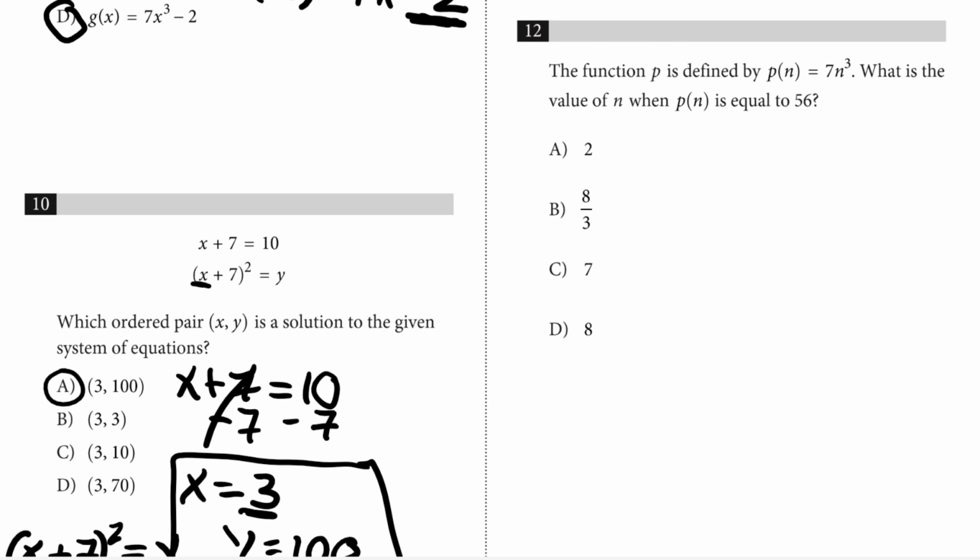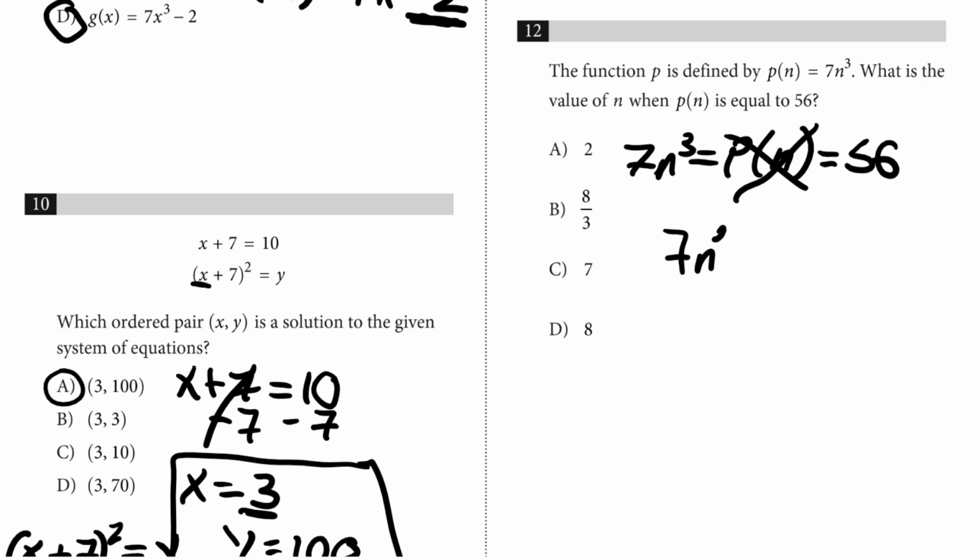Number 12. The function p is defined by p of n equals 7 times n to the power of 3. What is the value of n when p of n is equal to 56? So we know that p of n equals 56, but we also know that p of n is equal to 7 times n to the third. When we have this equation set up, we can remove p of n in the middle to get 7 times n to the third equals 56.